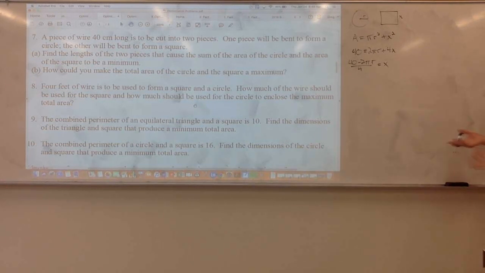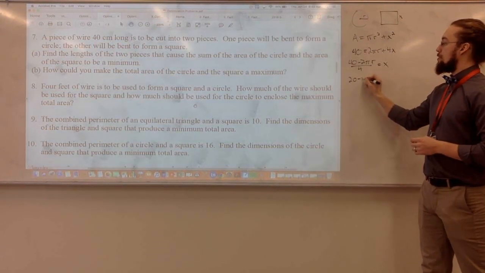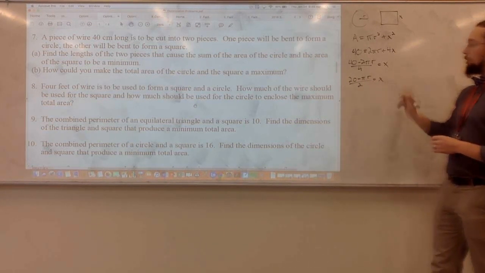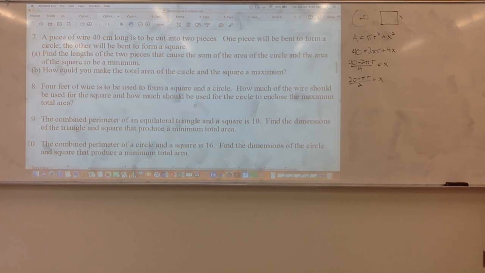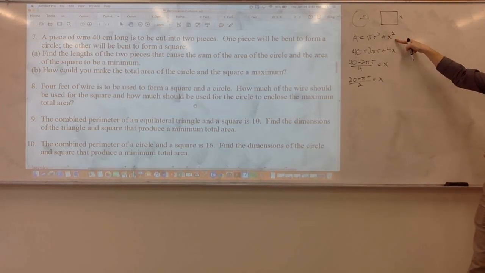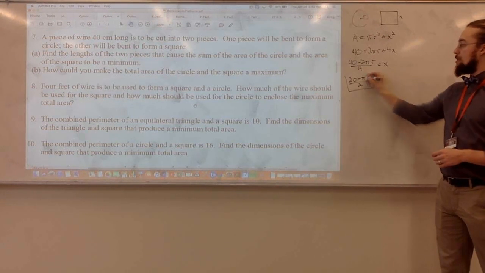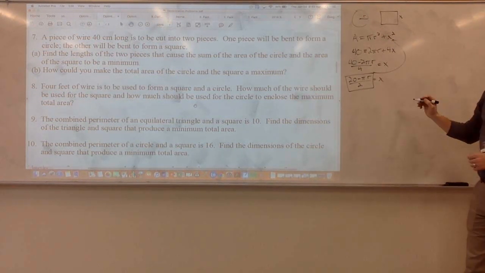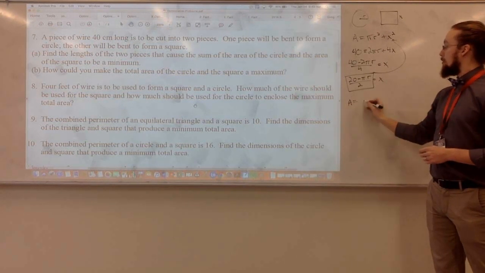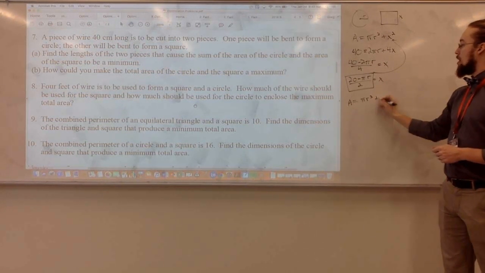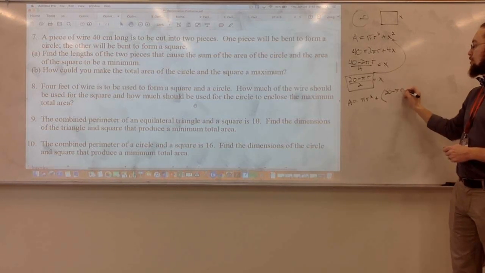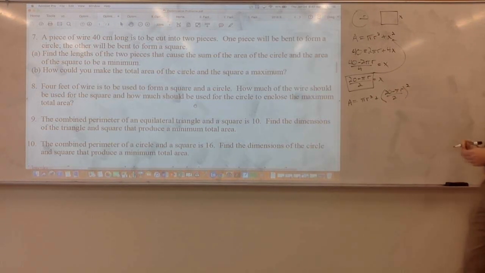We could simplify this a little bit. We don't have to, but we could divide everything by 2 and just make this 20 minus pi r over 2. Again, we don't have to do that, but it might make the arithmetic for the rest of the problem a little bit simpler. So now we want to take this and plug it in for x up here. I'm taking this 20 minus pi r over 2, plugging it in for x. So we'll get our area function is pi r squared plus 20 minus pi r over 2 squared.